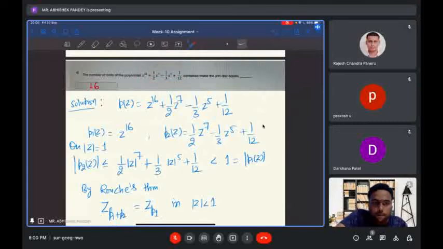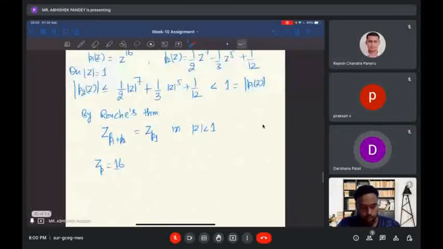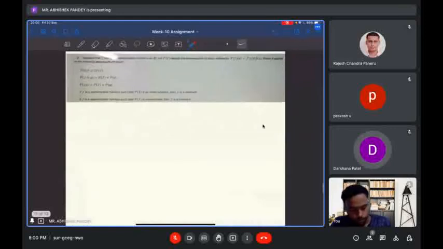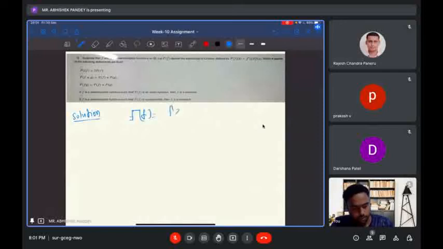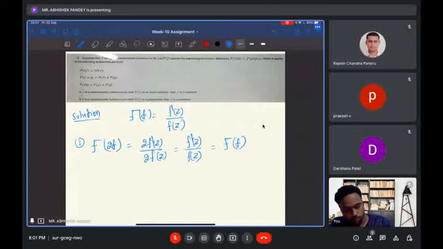Is it clear? Yes, sir. So let us look at question number 5. Basically, F of f is nothing but f dash z upon f(z). The first option is F of 2f. This is basically 2f dash z upon 2f, so this will come out as f dash z upon f(z), which is F of f again. So the first option is wrong.